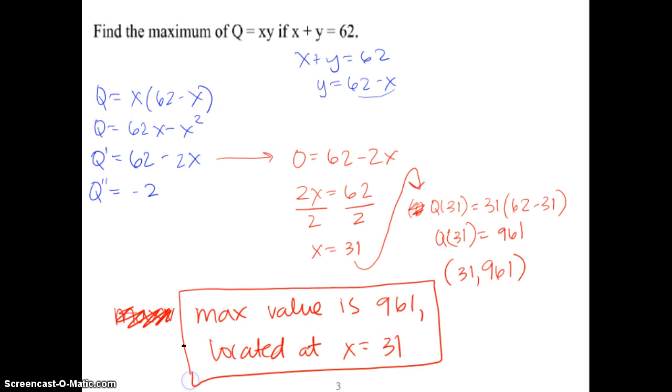And last thing, you may want to just double check, make sure that this is a maximum. If you look at q double prime, there is no variable. So no matter what x is, it's always going to be concave down, which looks like this, which means any critical point is going to have to be a maximum. So that means that this makes sense. So I hope these two problems help.